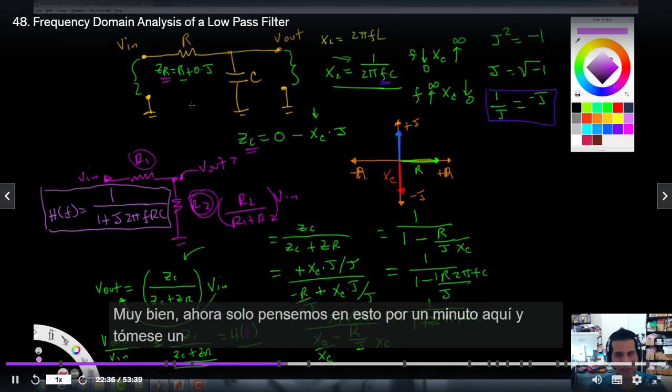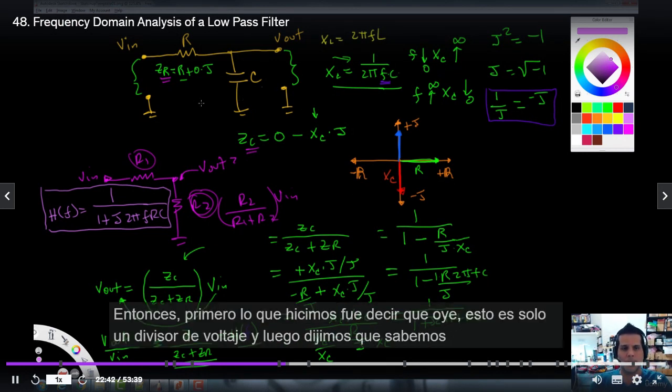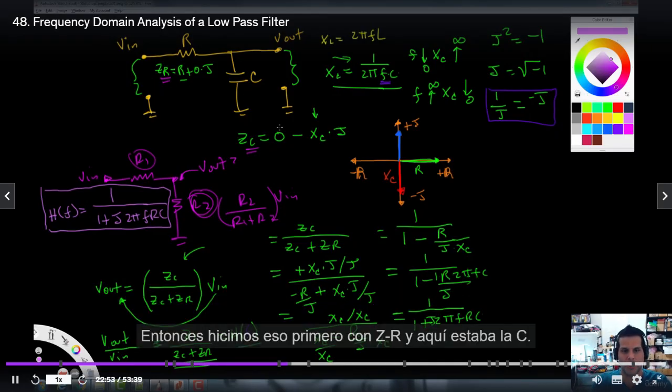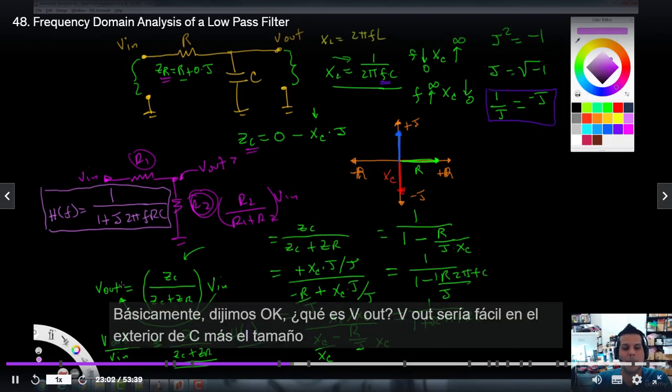Now let's take a minute to just breathe this in. So what did we do? First, we said, hey, this is just a voltage divider. Then we said we know what complex impedances are, and we know how to write resistors and capacitors in terms of complex impedance. So we did that: first was ZR and here was ZC. Once we had complex impedances, all the rules of voltage stay the same if you use Z's instead of R's. So we said, okay, what's V out? V out would be Z sub C over Z sub C plus Z sub R times V in.